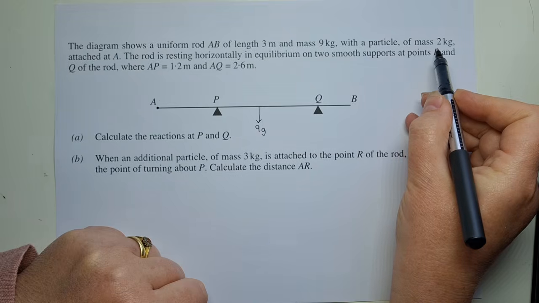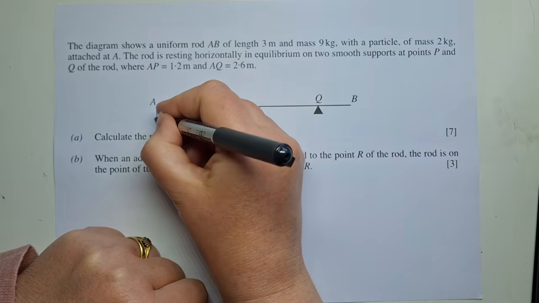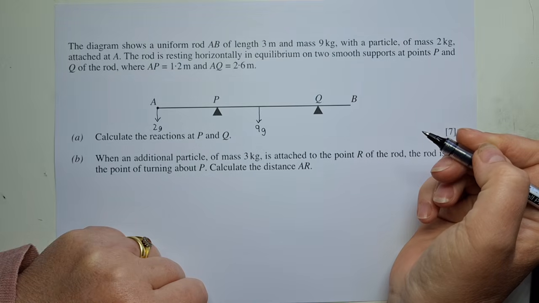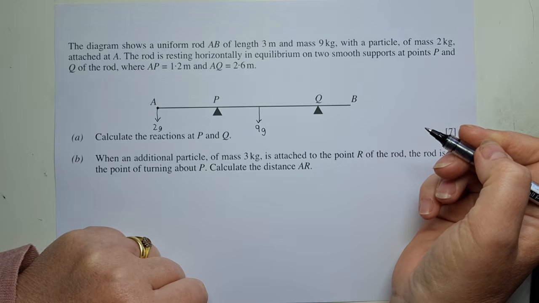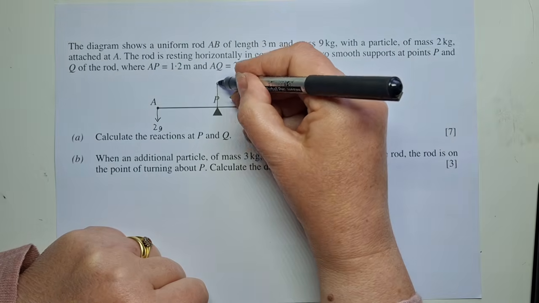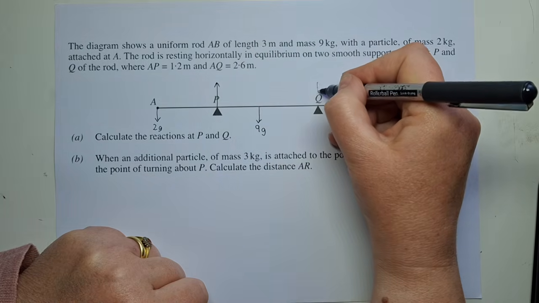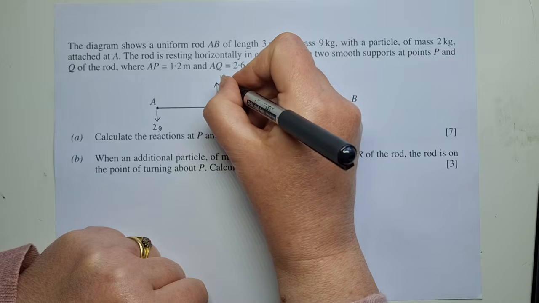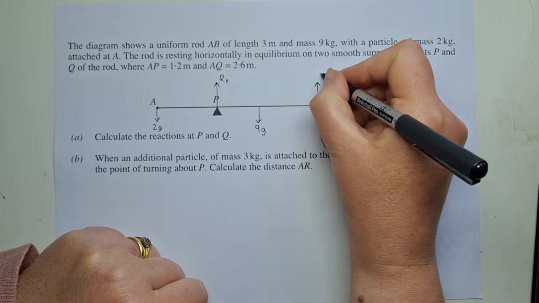We've got a particle of mass 2 kilograms at A. So let's put a downwards force there of 2g. It's resting horizontally on its two supports, so we're going to put a reaction force where it's pushing down on the support, and the support is pushing back up on the rod. So that's R at P and that's R at Q.